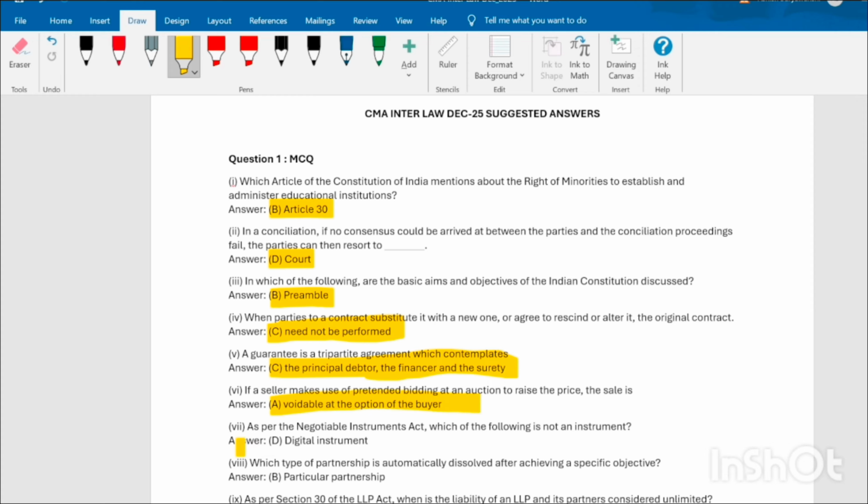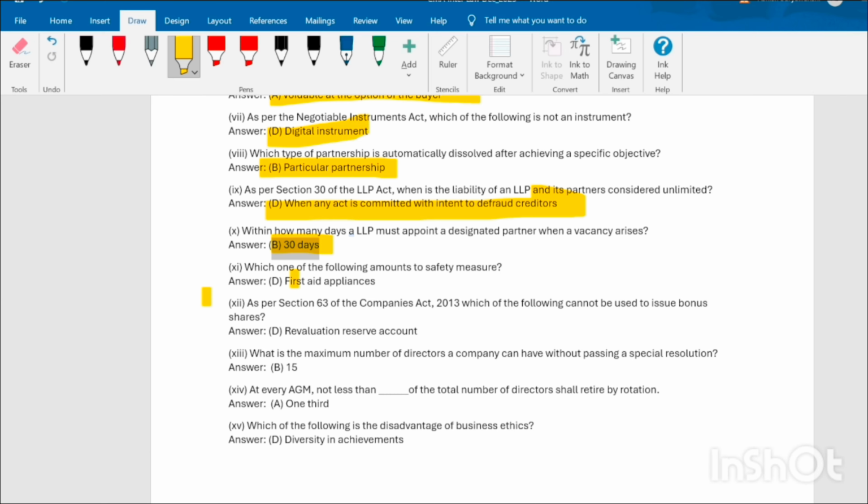Answer of seventh MCQ is digital instrument, D. Eighth MCQ's answer is B, particular partnership. Ninth answer is D, when any act is committed with intent to fraud creditors. Answer for 10th MCQ is B, 30 days. Answer for 11th MCQ is D, first aid appliances.